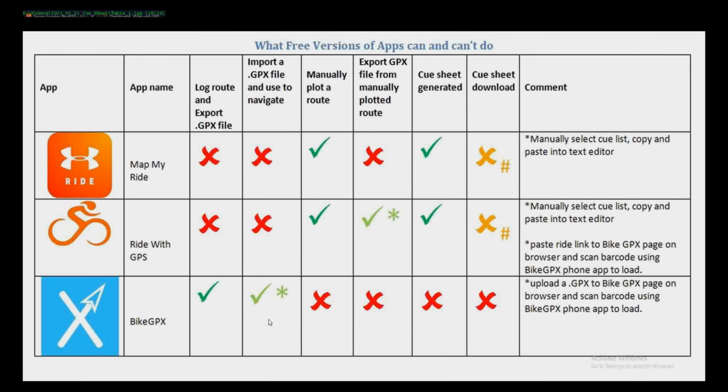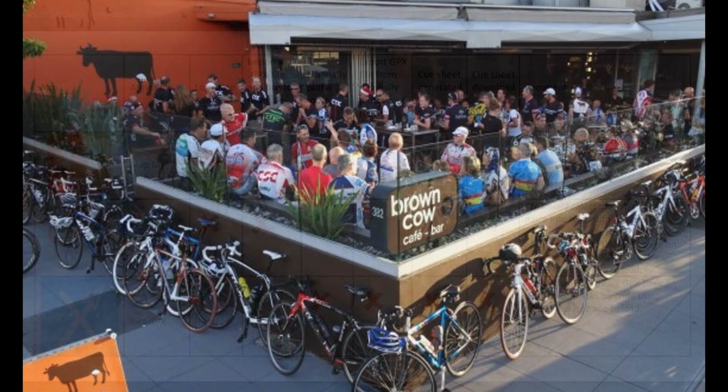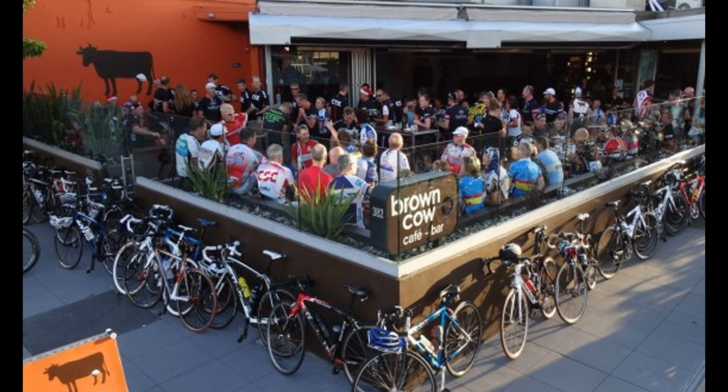So there you go, three different apps. All of them fill out part of the puzzle, but not the whole puzzle. But when you use them together, you can generate a route and a cue sheet fairly easily with a minimal amount of extra work.